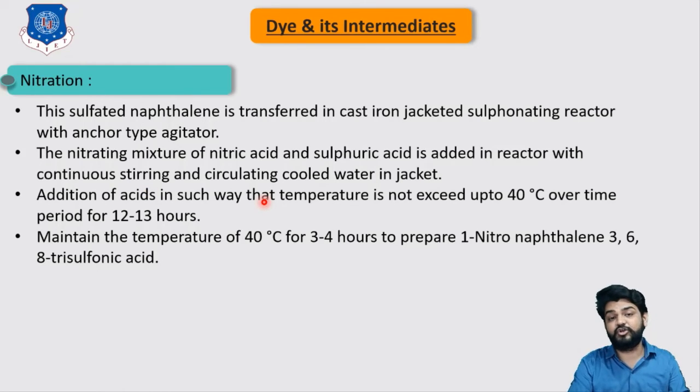By doing this, we are also circulating chilling water inside the jacket in order to maintain a temperature of 40 degrees Celsius for 12 to 13 hours. After that, we have to maintain a temperature of 40 degrees Celsius for 3 to 4 hours one more time, which ultimately produces 1-nitronaphthalene 3,6,4-trisulfonic acid.